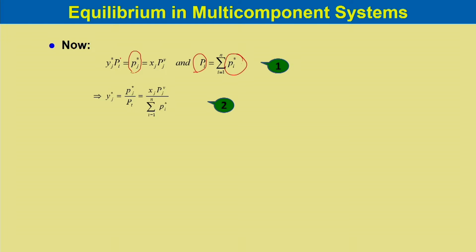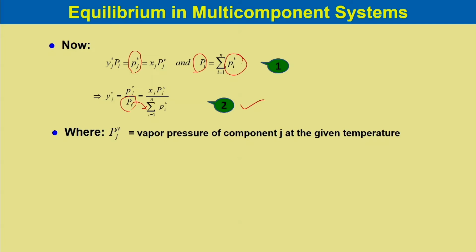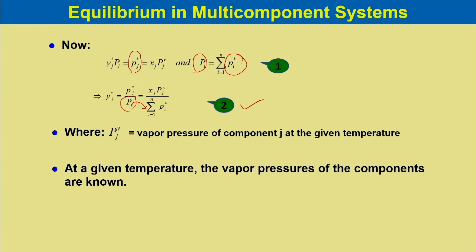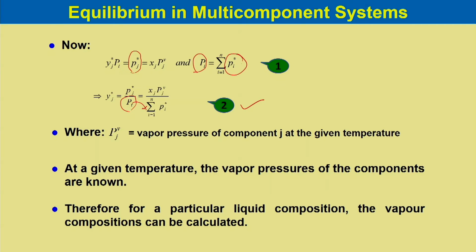Now, if we rearrange these equations, we can write yj* would be equal to pj* by Pt. So, Pt, as we know, is the summation over i equal to 1 to n of pi*. So, we can substitute here, and this is nothing but xj Pj^V divided by the summation over i equal to 1 to n of pi*. So, this is equation 2, where Pj^V, as I have said before, is the vapor pressure of component j at the given temperature. At a given temperature, the vapor pressures of the components are known. Therefore, for a particular liquid composition, the vapor composition can be calculated.